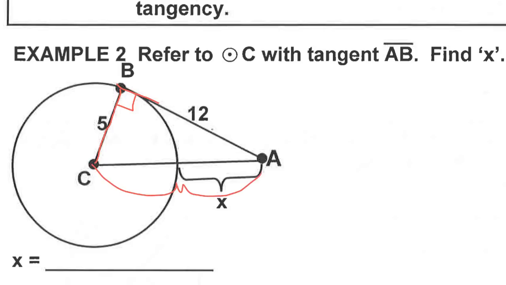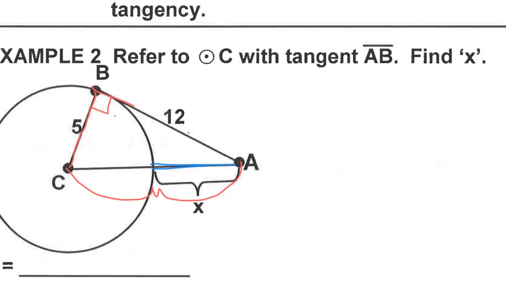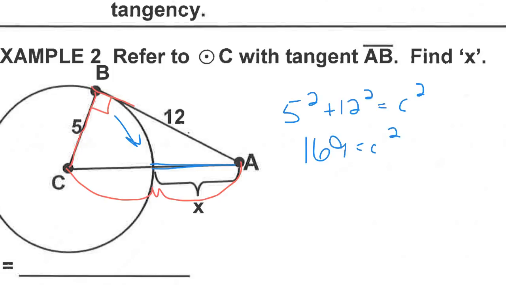This distance we can now find. It wants us to find just this right here, but I think we're going to need that first. So we can use Pythagorean theorem, but be careful, we're finding the hypotenuse, the C. So 5 squared plus 12 squared equals C squared. Remember, we're not finding X yet, we're finding the length of that whole line. Well, that's 169 equals C squared, so it looks like C is 13.